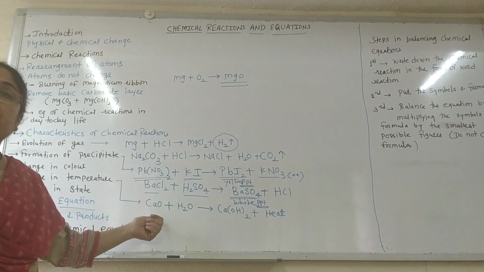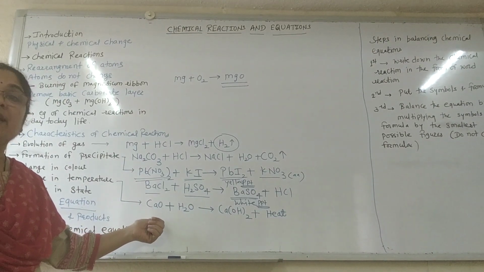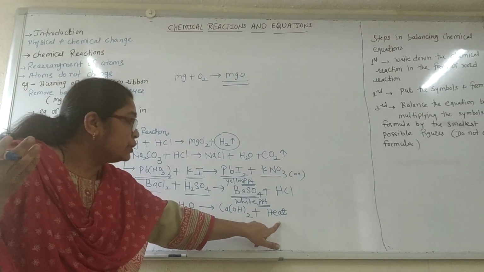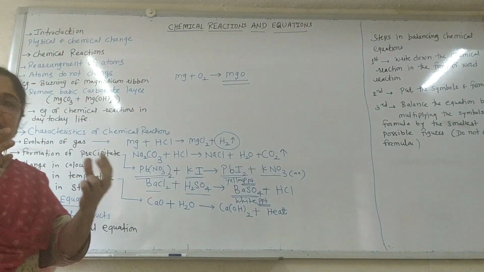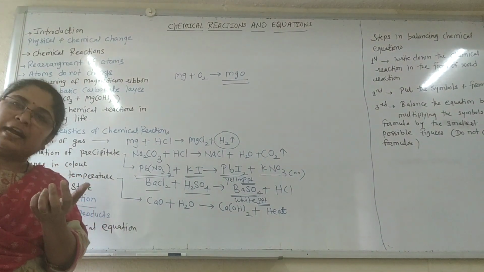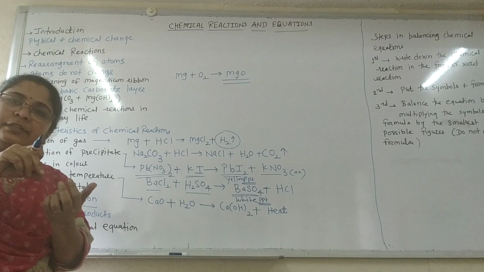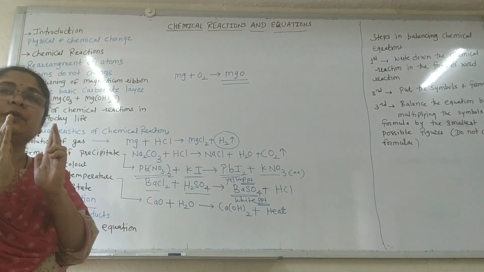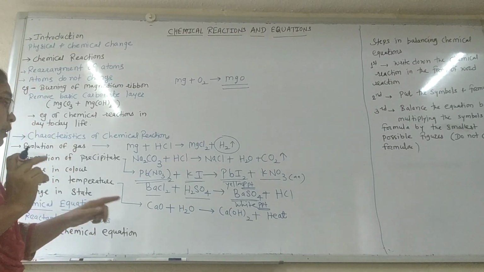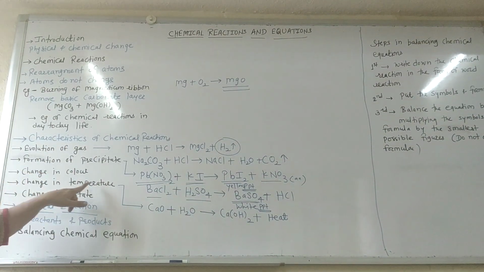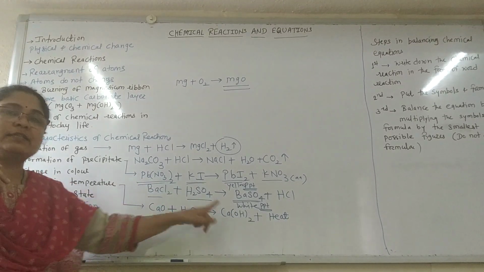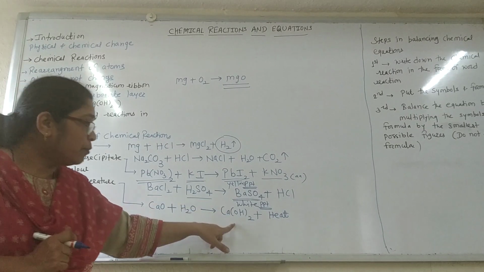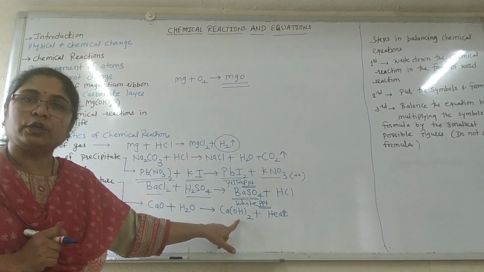How can we observe this heat evolution? When we take calcium oxide in a beaker, add water to it, and stir well, after some time we feel that the beaker becomes hot. This shows that the temperature of the product increases. After the chemical reaction between calcium oxide and water, the product calcium hydroxide is hot.